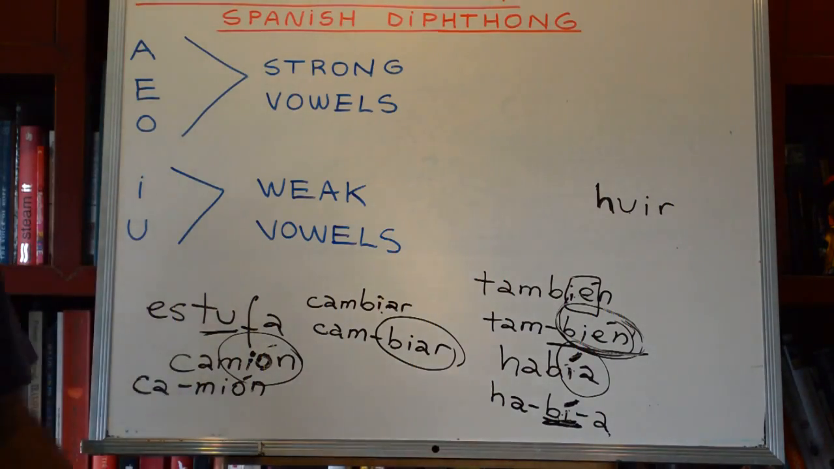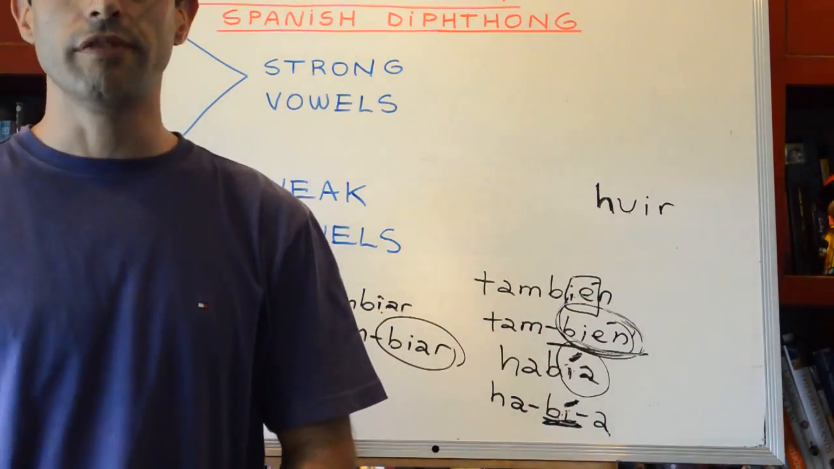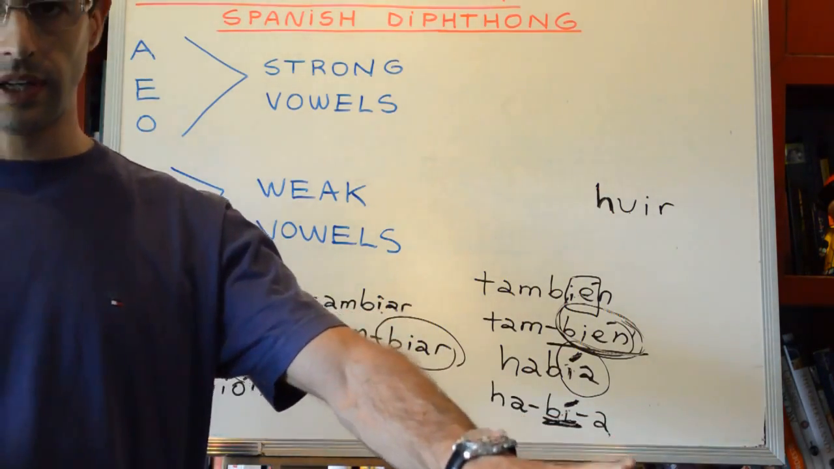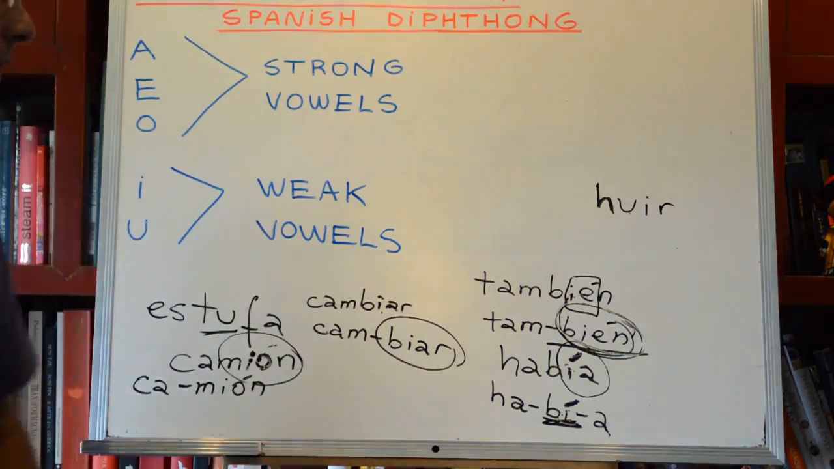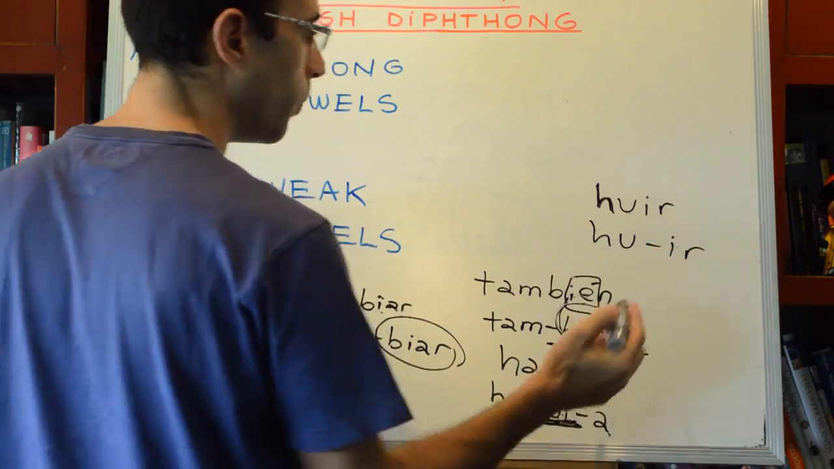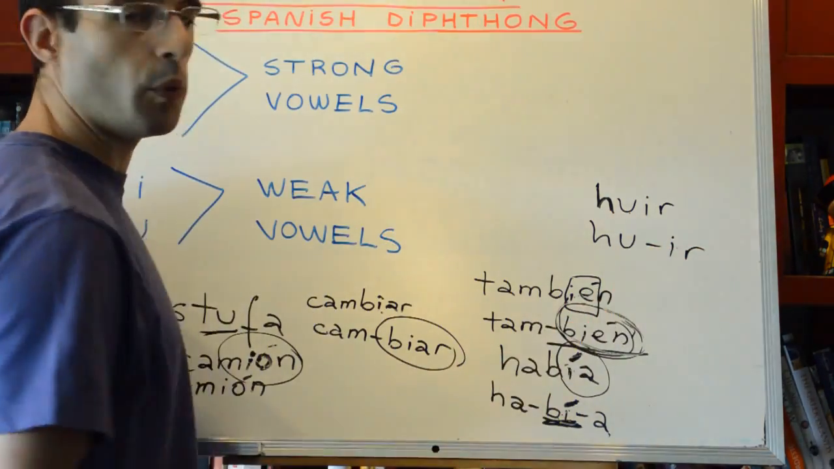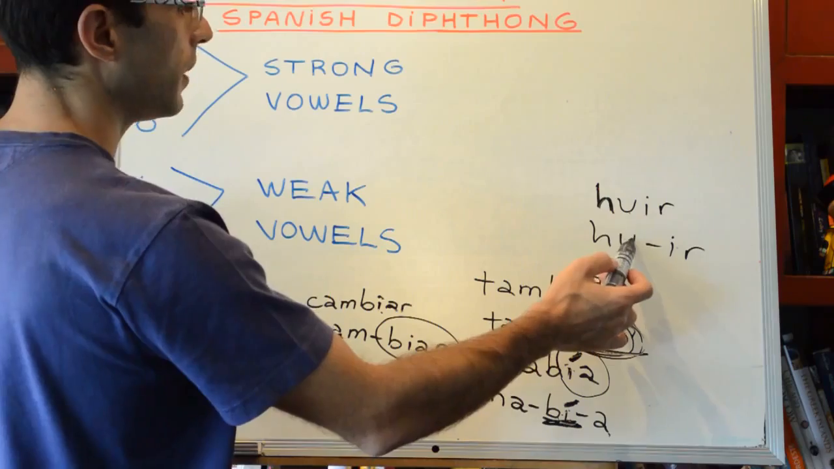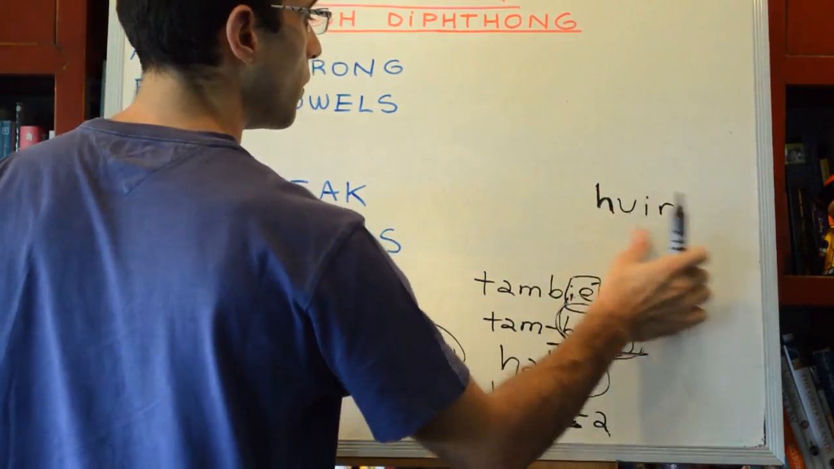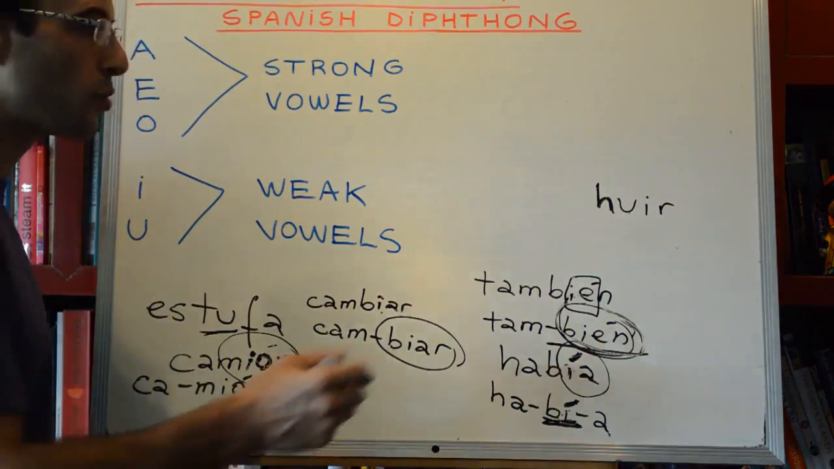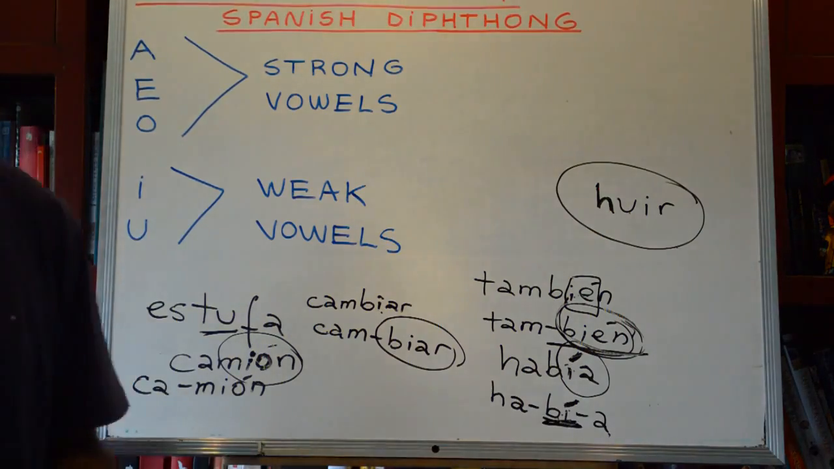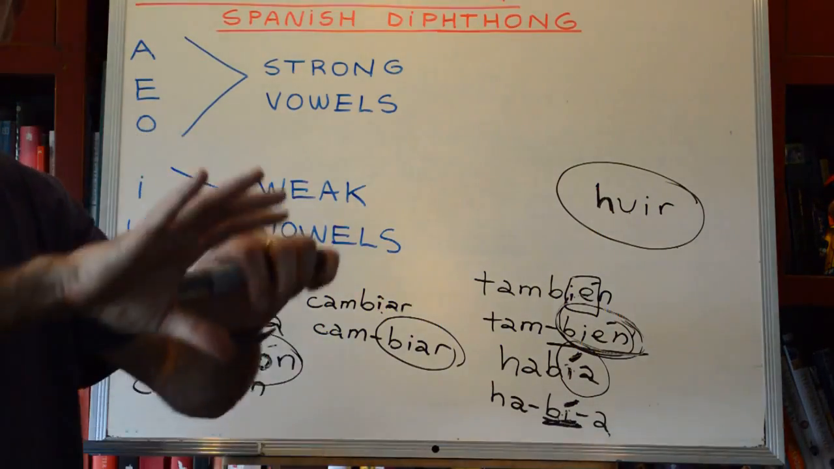Since these are two weak vowels, they cannot be separated and left alone in syllables, right? We cannot do this: u, ir. Why? Because each one is a weak vowel and it cannot stay alone. So this is actually not separated in syllables. This is actually a monosyllabic word. Huir is one single syllable. Huir. You cannot separate it.